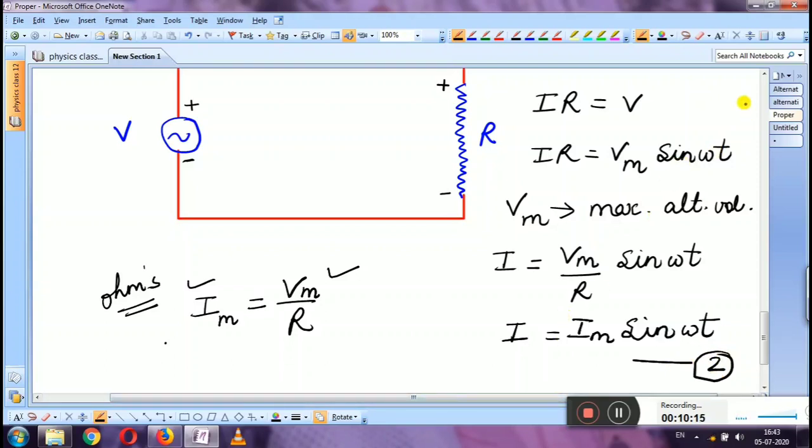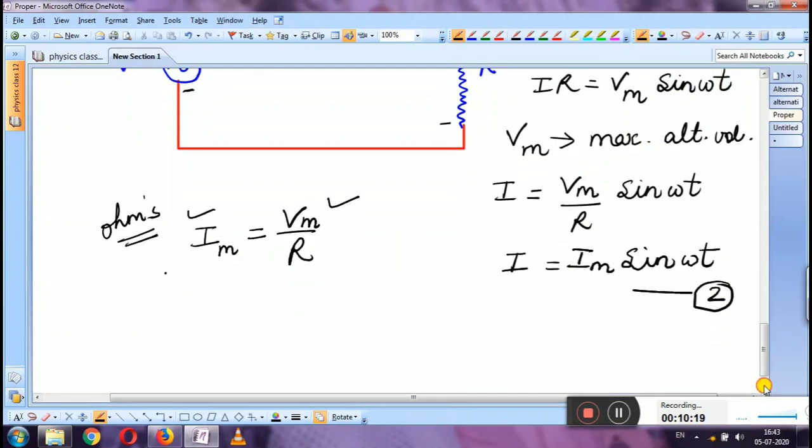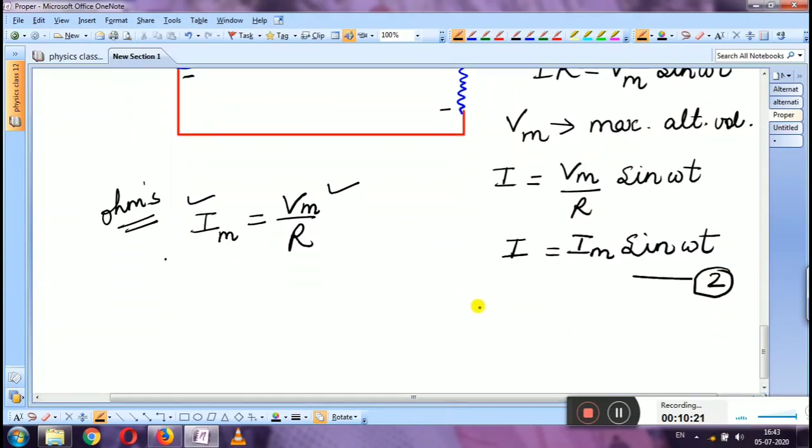Let it be equation number 2. Then what will be our equation number 1? Equation number 1 will be V is equal to Vm sin omega t. That will be our first equation, right?